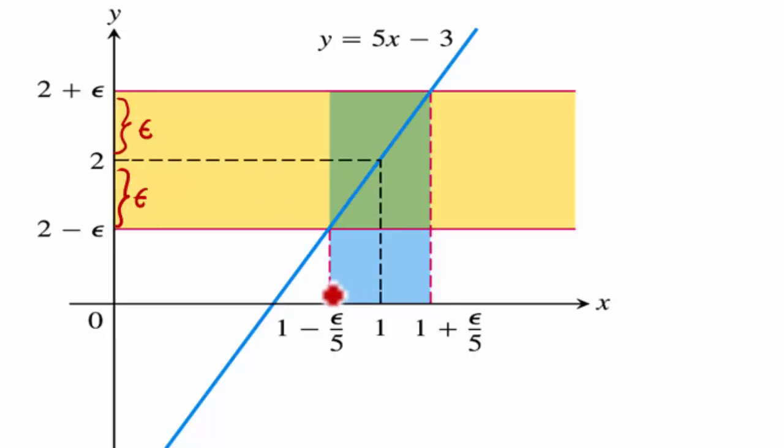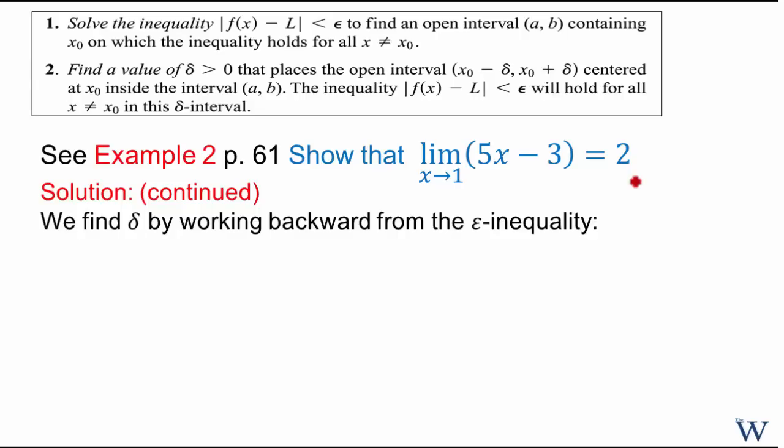We find out what would be the delta, that's what our delta is going to look like, or how long is this? So where did we get this epsilon over 5? Let's find out. It says the first step is to solve this inequality. So to find the delta, we have to work backwards from the epsilon inequality.